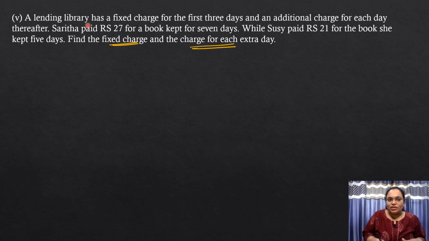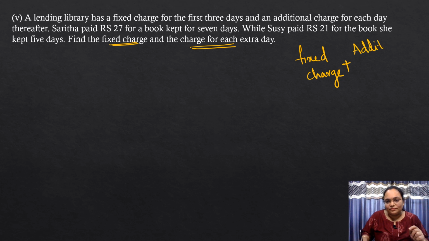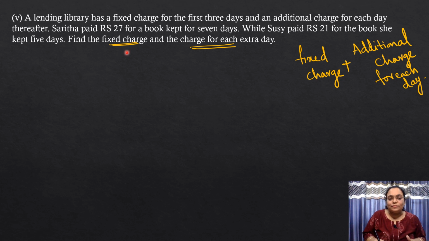So here we need to find the fixed charge and the charge for each extra day. The library will charge you for two things: the fixed charge, and then the additional charge for each extra day you keep the book. So let us assume the fixed charge to be x and the additional charge to be y.